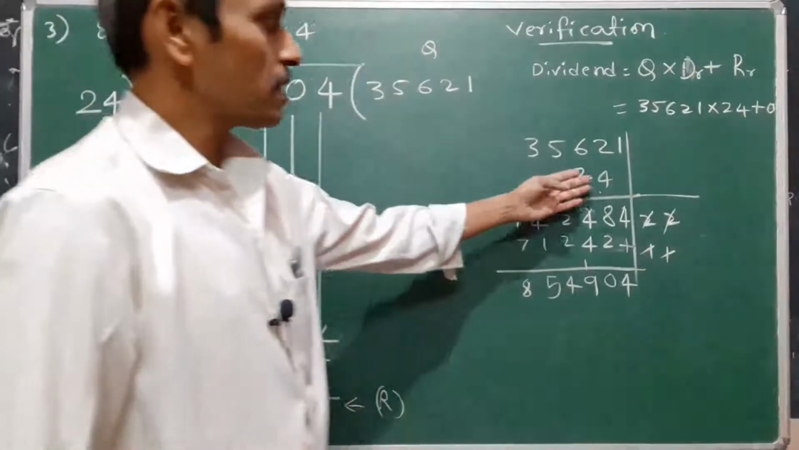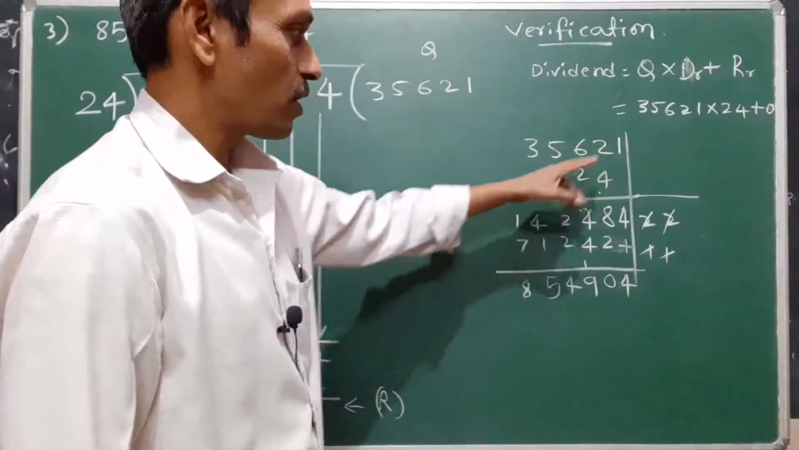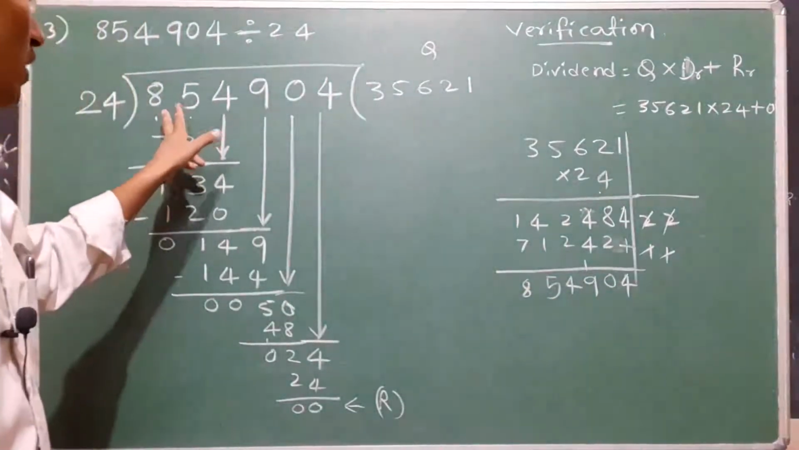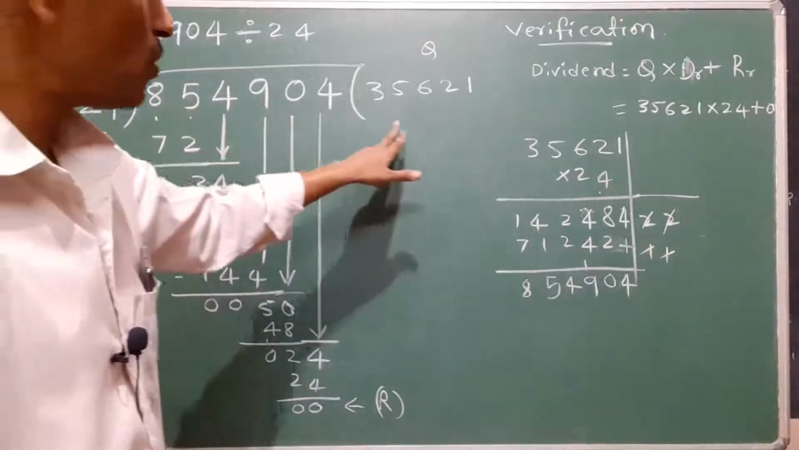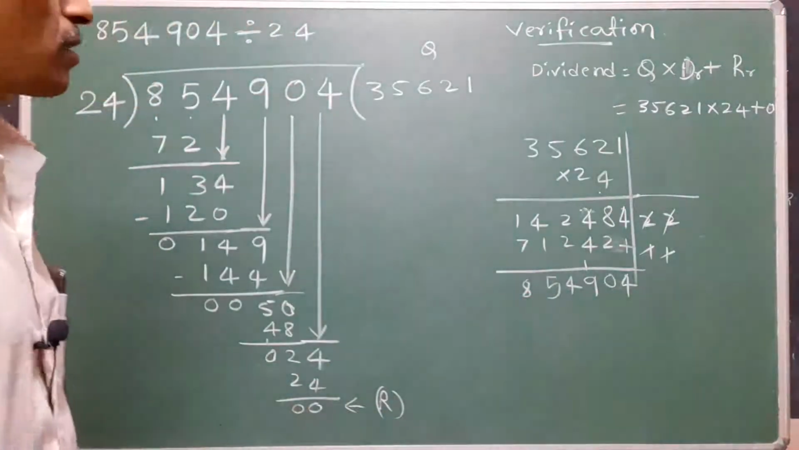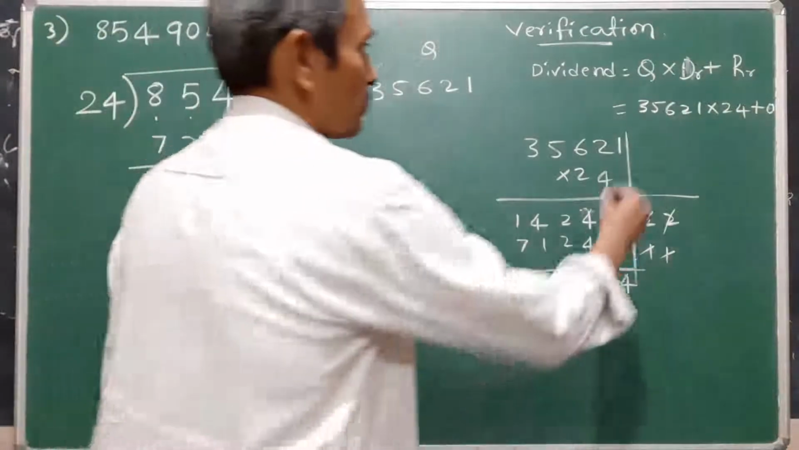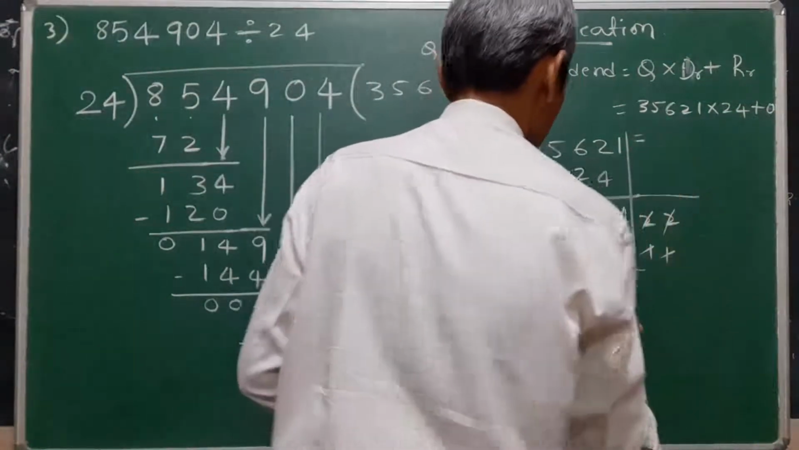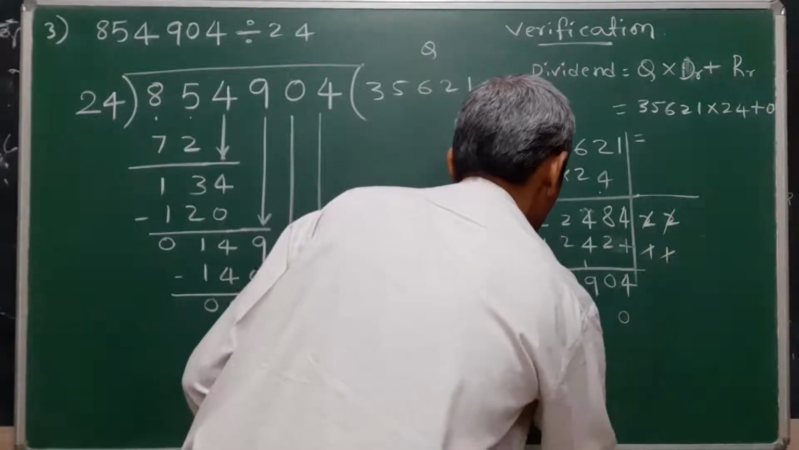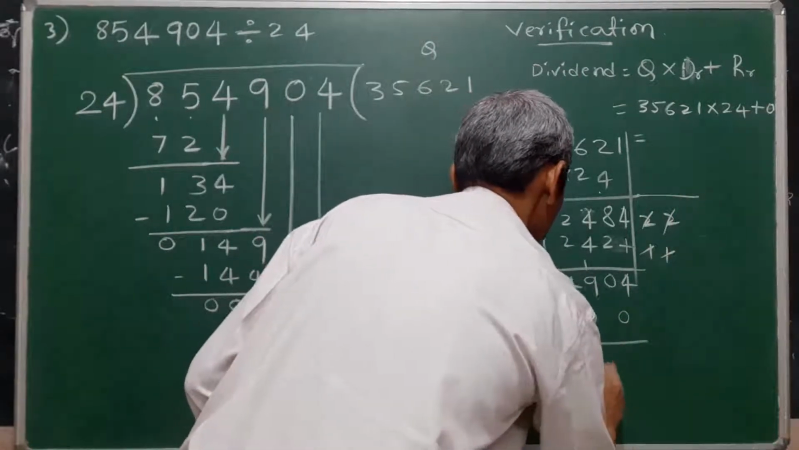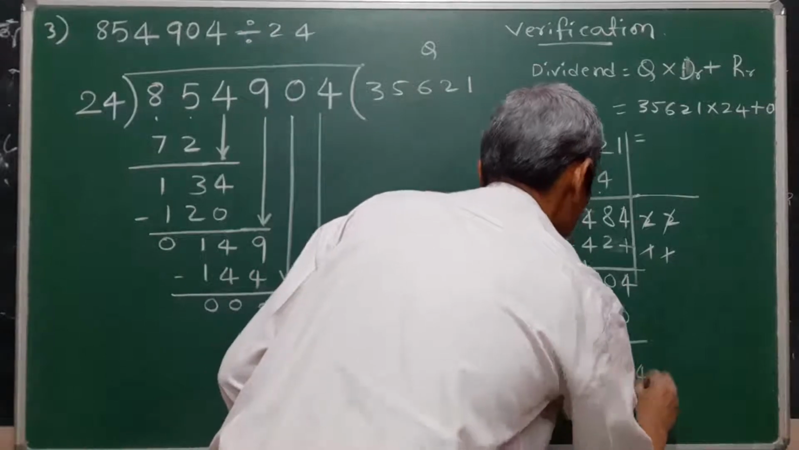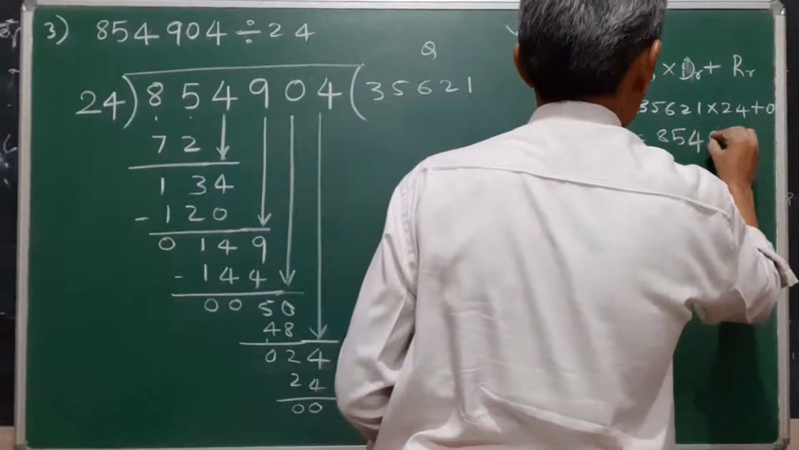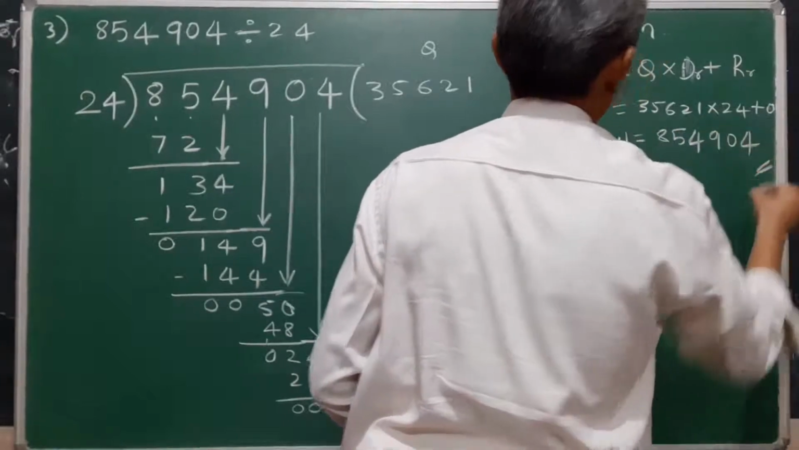Here in the previous one, this digit was missing. Now I have written it and multiplied here. Here we got 854904 as the dividend. So the problem we have solved is right. After adding 0 to this, we will get the same result only, 854904. So the result is verified.